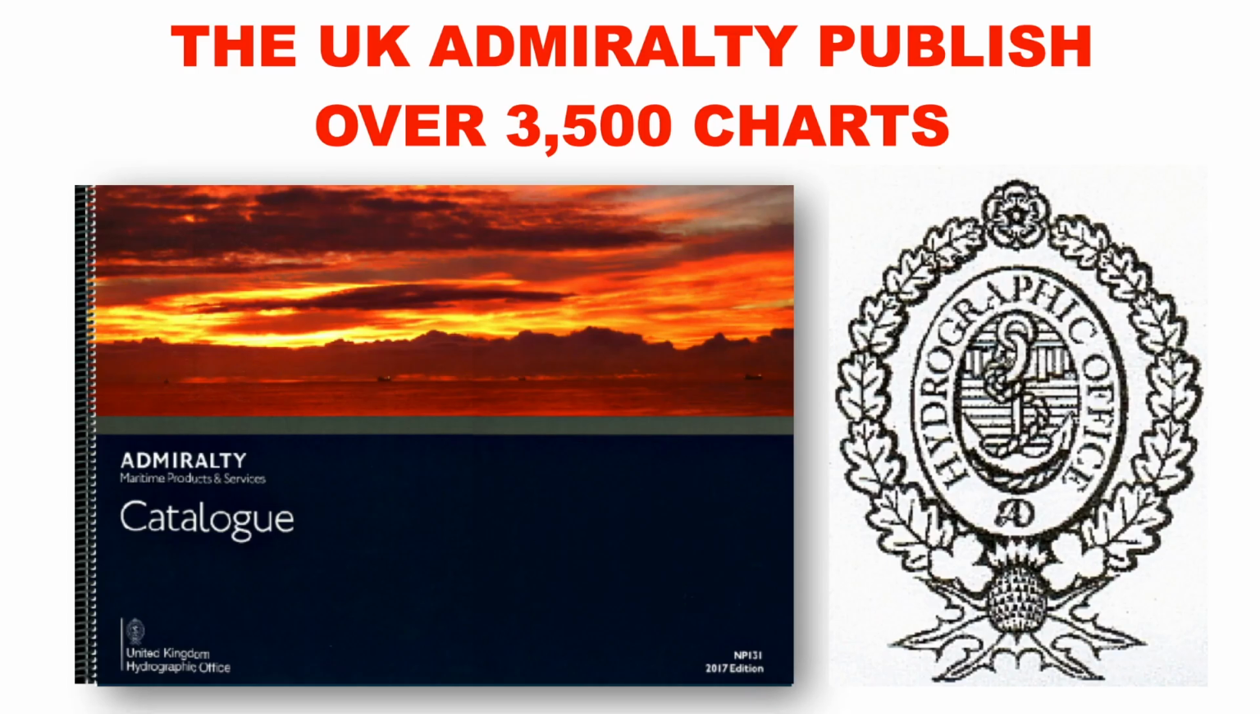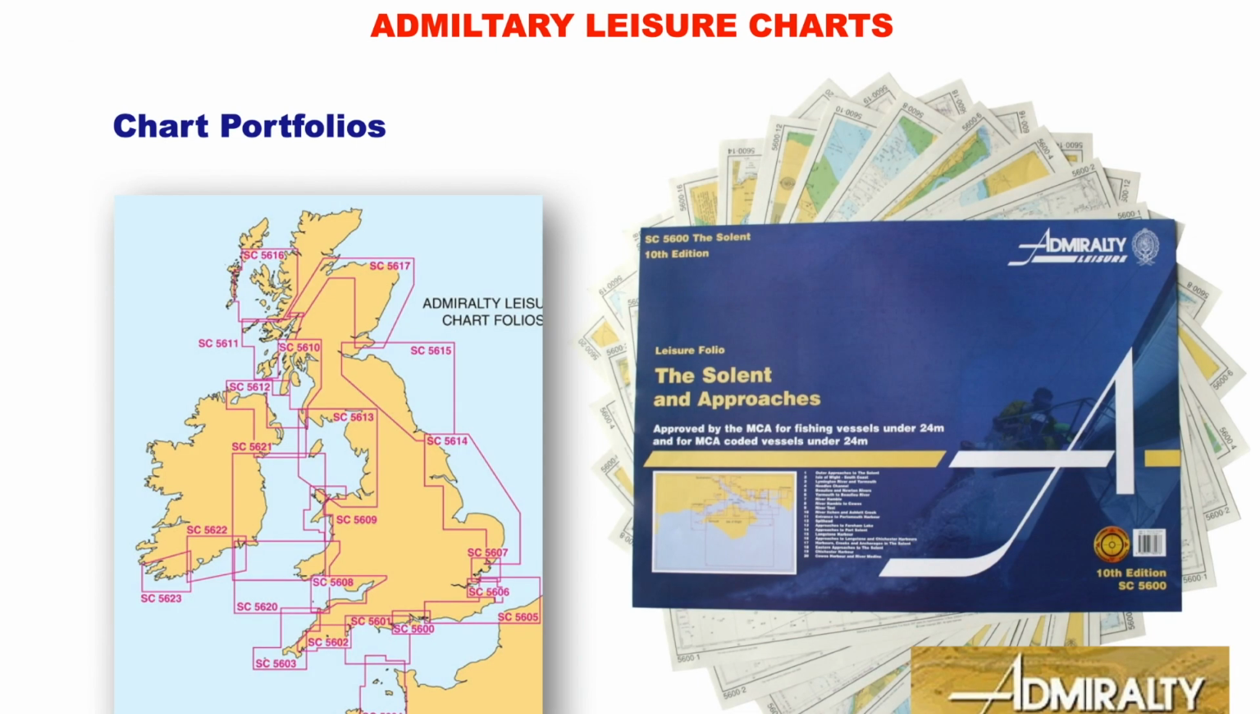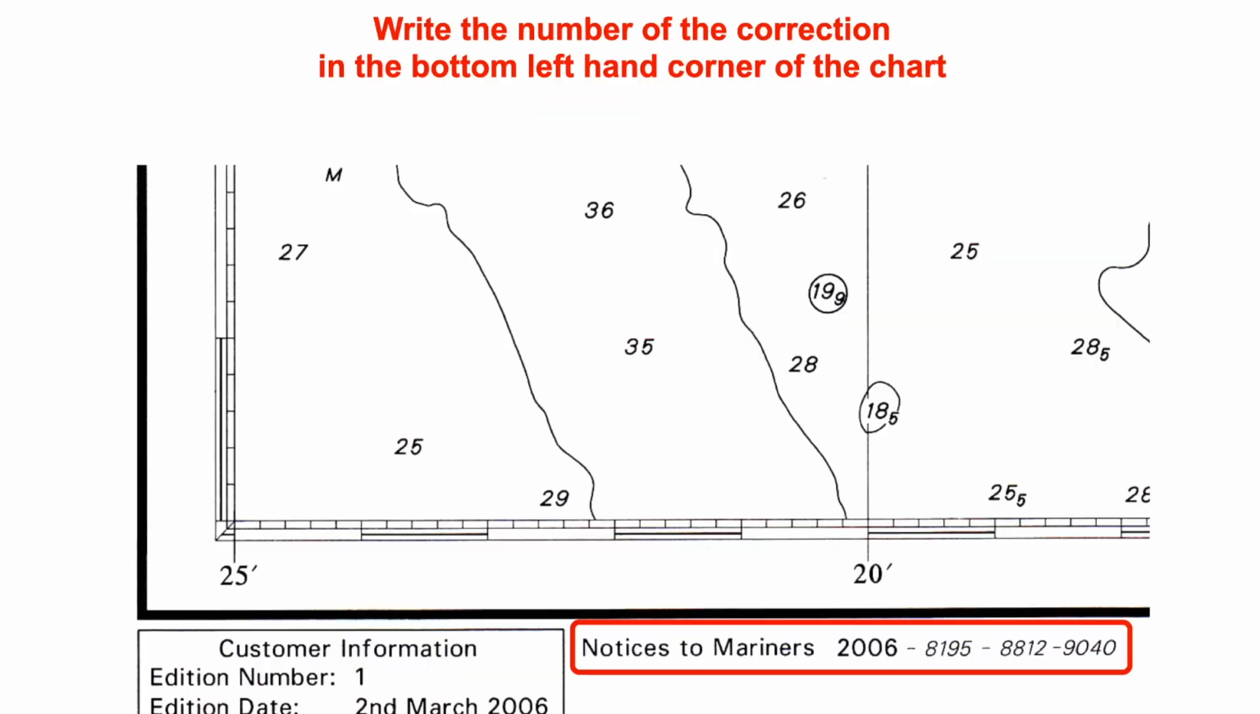Nautical charts. The Admiralty publish over 3,500 charts. If you go on the catalogue, you'll see the charts for the area you're looking at, here UK, and it will show you the large scale charts and the detailed charts. They'll also publish Admiralty leisure charts, which are easier to use on a smaller chart table and a lot more cost effective, and it will be a folio for a certain area. They'll also do folios for areas outside which are popular sailing areas, as in here in Greece.